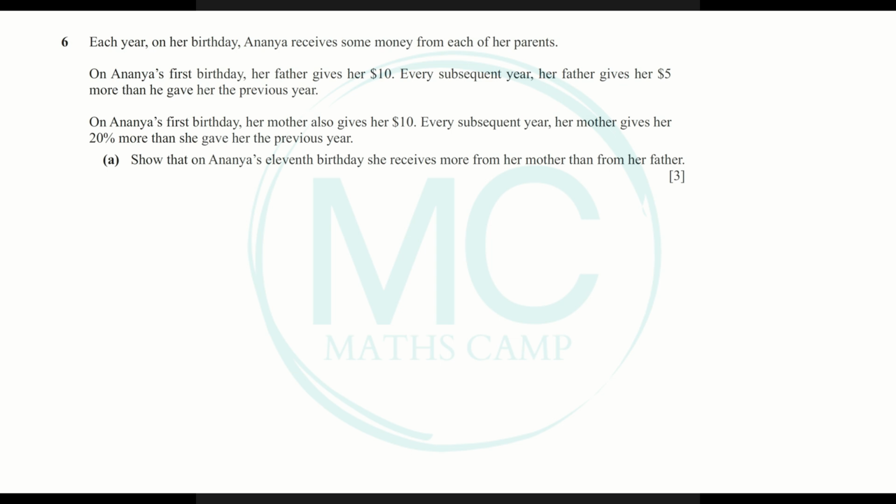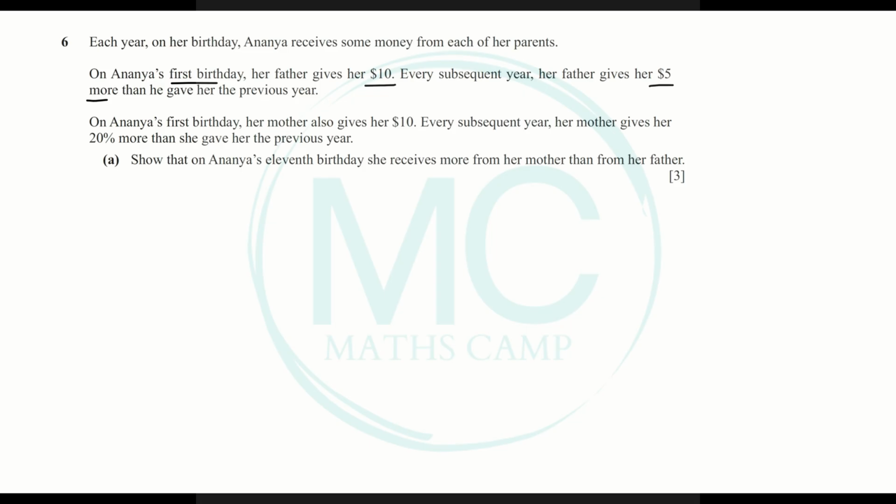Part A says, show that on Ananya's 11th birthday, she receives more from her mother than from her father. In order to answer this question, we need to determine how much money each of Ananya's parents gave her. So let's start with her father. The question tells us that on her first birthday, he gave her $10. Every subsequent year, her father gives her $5 more. The amount her father gives her increases by $5. So this is an arithmetic progression with a constant difference of 5.